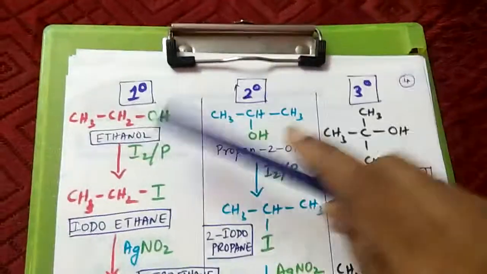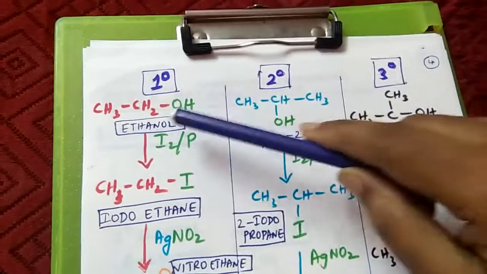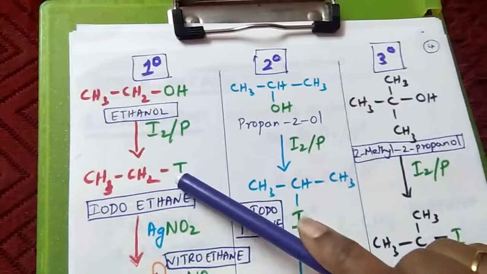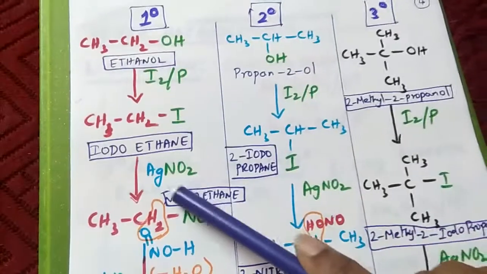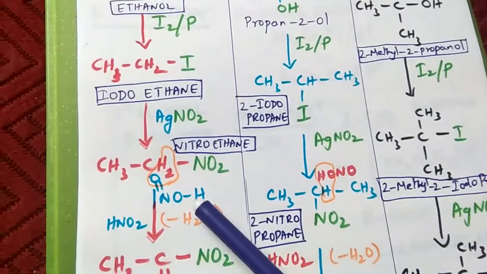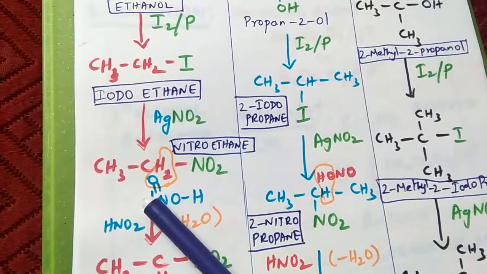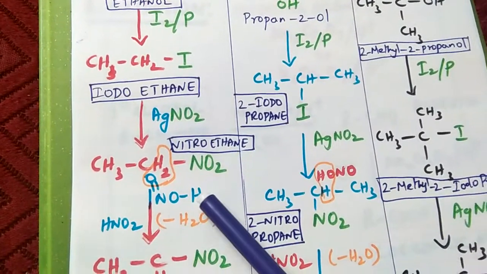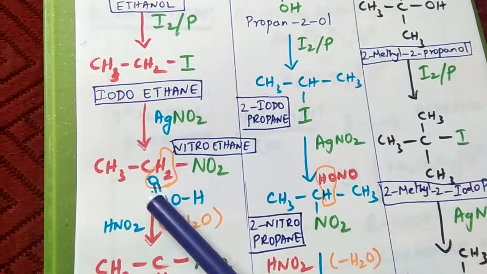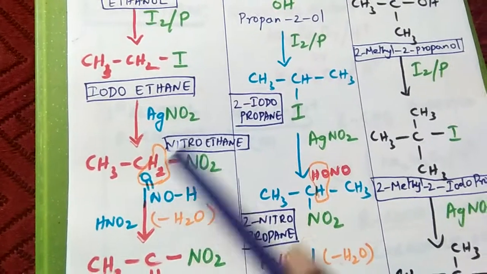Let us see the example. Here I have given all three alcohols together. Let us see one by one. Primary alcohol, for example ethanol, is converted to iodoethane with iodine and phosphorus, and with silver nitrite it is converted to nitroethane. With the nitrous acid, here you have to carefully observe. Nitrous acid I am writing as HO-N=O, and the alpha hydrogen atoms combine with oxygen to form water.